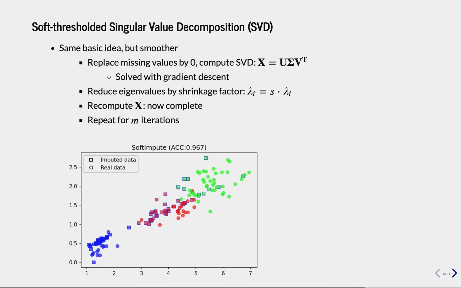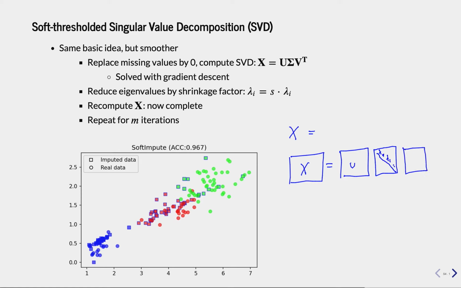And finally, we have this technique. It's called soft-thresholded singular value decomposition. It also computes a matrix factorization, but in this case, we use the singular value decomposition, which you probably know from high school. So we have matrix X, we have a matrix U, we have a matrix sigma, which is a diagonal matrix with all eigenvalues lambda on the diagonal, right? And we have matrix V. Okay. Again, we can compute this decomposition using gradient descent.